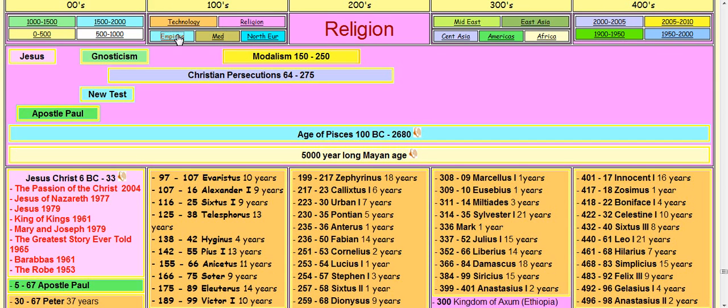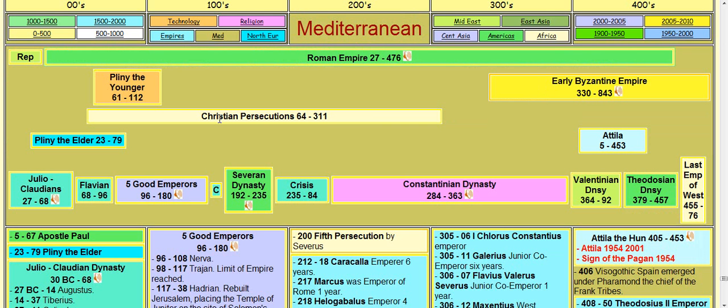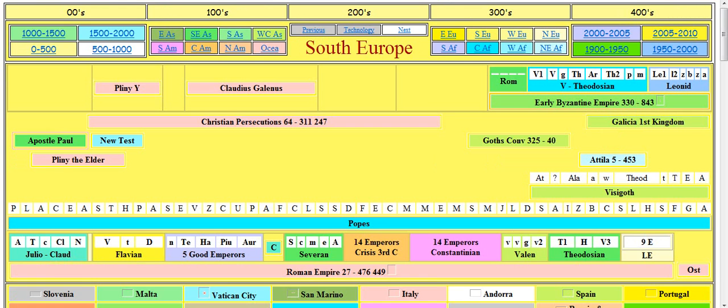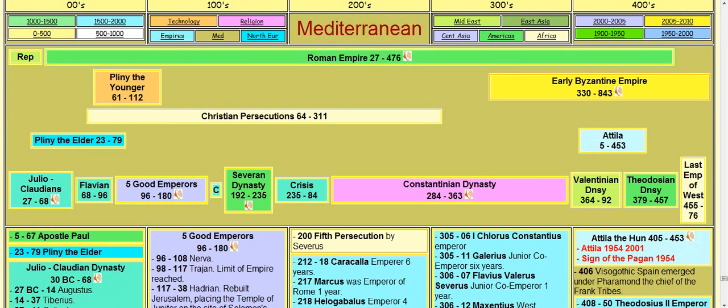Technology, religion, empires, Mediterranean. So in the Mediterranean, we had the Julio-Claudians. You see how I've gotten better? This is the same picture. This is the same page. Mediterranean turned into South Europe.